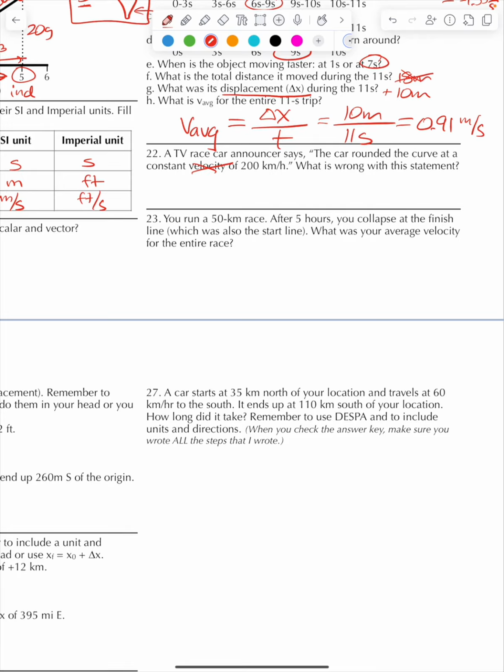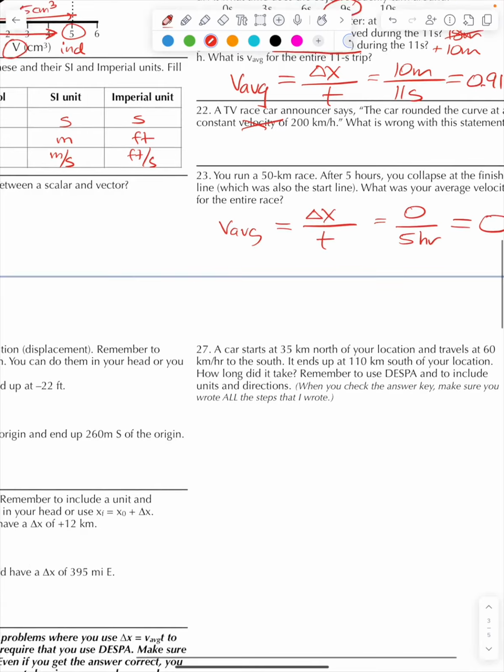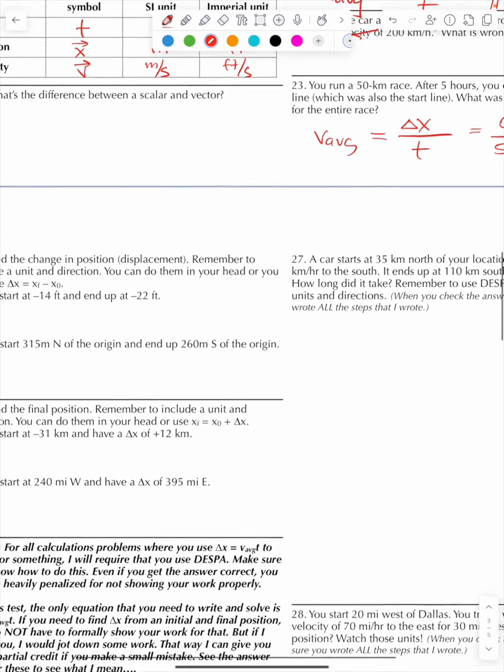This was that trick question that people just couldn't accept. Sure, you have a speed that you went. I want to give you credit for that. But your average velocity is defined as your displacement, your change in position over the time it took. What was your displacement? 0. So even though it took you 5 hours, since your displacement was 0, your average velocity is 0. Don't get tricked by that, okay?